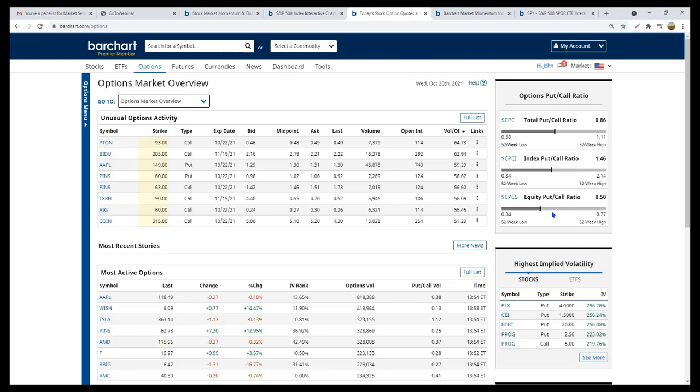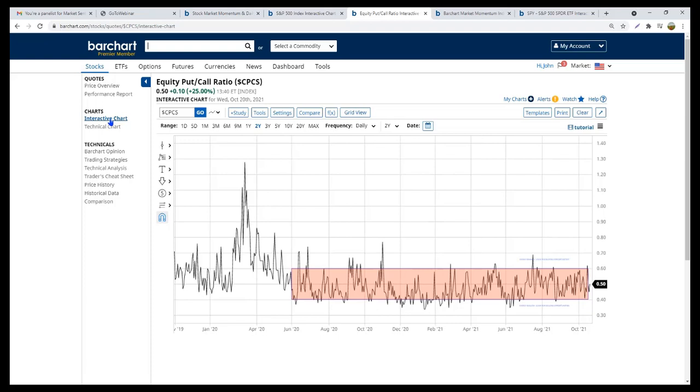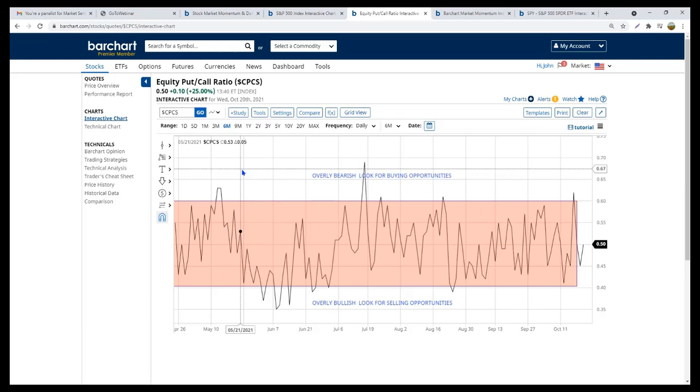Now, what I want you to do is use these two bottom ones. So let's look at the equity put call ratio. I'm going to go to a chart here, and let me go back to 6 months. So again, like our VIX, we can look for trading opportunities when this put call ratio gets extended, to what we call a high outlier extreme event. Normally for equities, you will see that the put call ratio will float somewhere between 0.4 and 0.6.